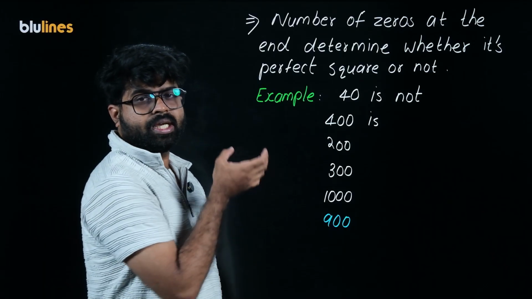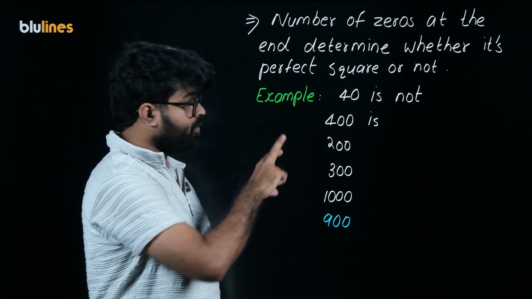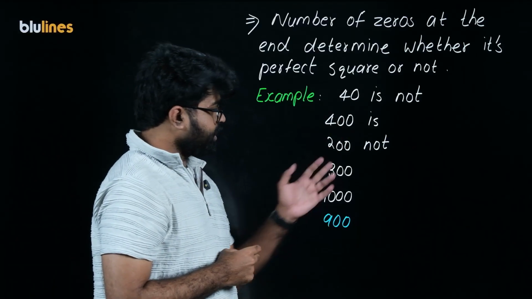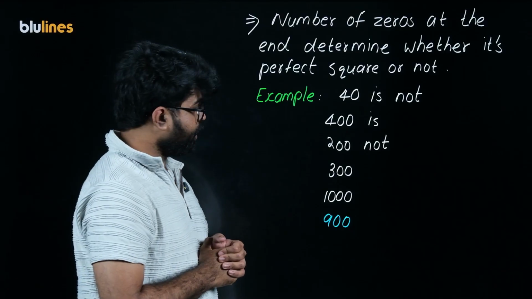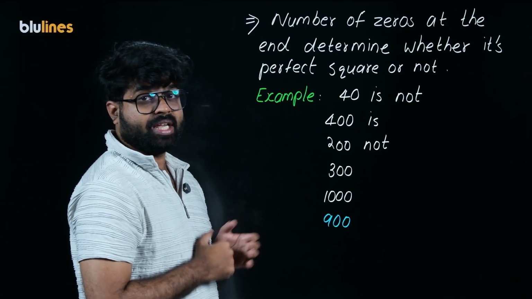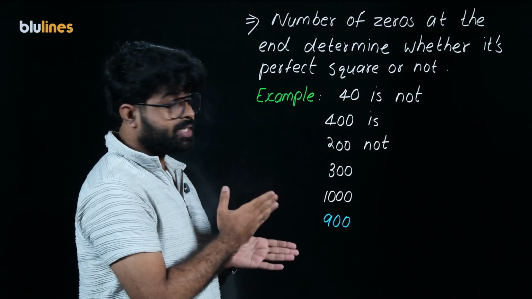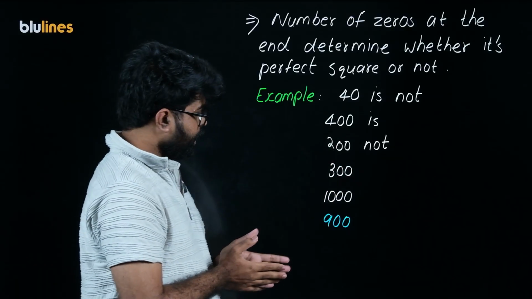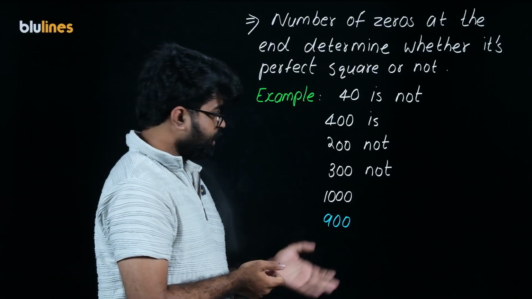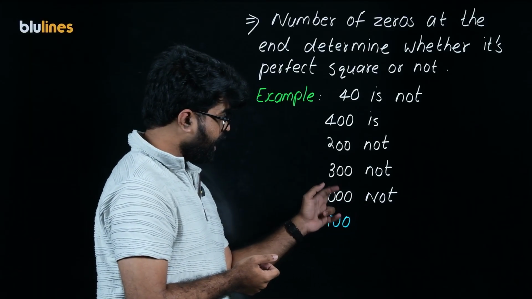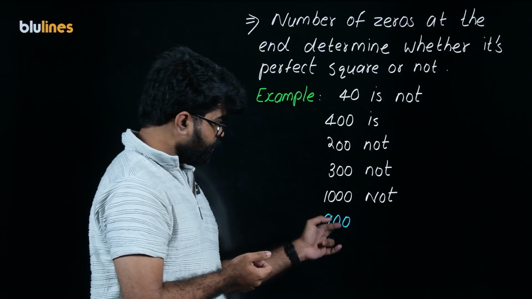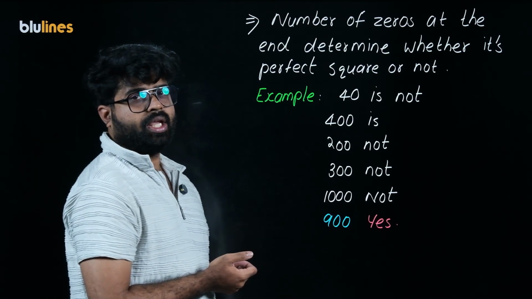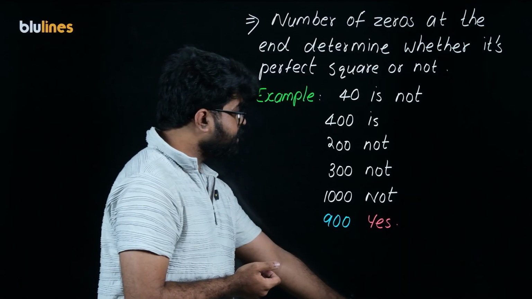One of the reasons is that it has an even number of zeros, because it has 2 zeros. But there is a contradiction to our assumption, because 200 is not a perfect square, even though it has 2 zeros, an even number, at its end. Now 300 is not a perfect square. 1000 is not a perfect square since it has 3 zeros. The number of zeros for 900 is 2, and it is a perfect square. So we can study in detail about these things.